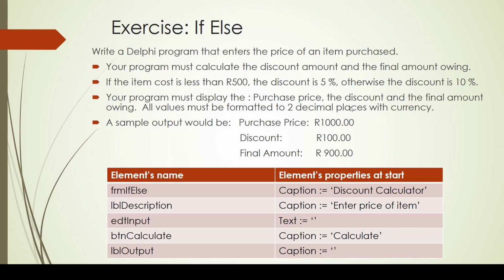I have an exercise sample output for you to test when you are doing your program, and you could use the element and the properties to create your GUI. Hint: to display with currency in 2 decimal places, you must use float to string F.